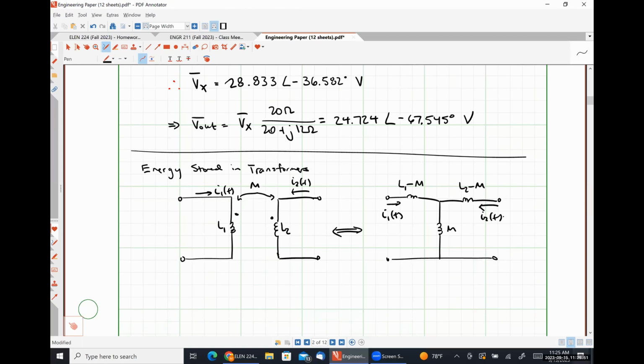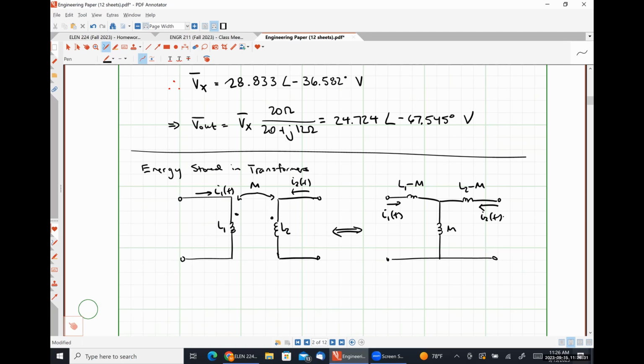By the way, everything that we're going to be deriving is using this expression here, where both currents need to either be flowing into the dots or out of the dots. And the dots need to be on the same side. If either one of the currents changes direction or the dots change direction, once again, we'll just replace M with minus M. So get used to that. We're just looking for the energy absorbed by all three of these inductors and then adding them together because that's going to be the total energy stored by our transformer, right?